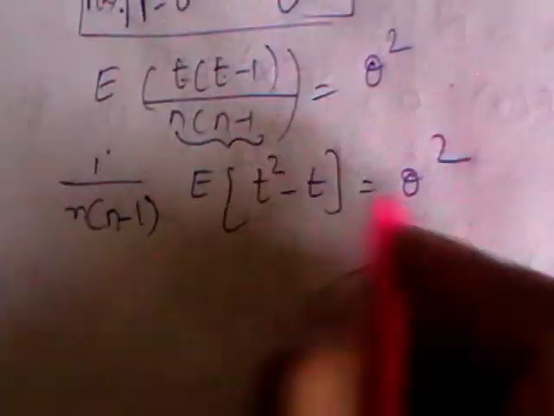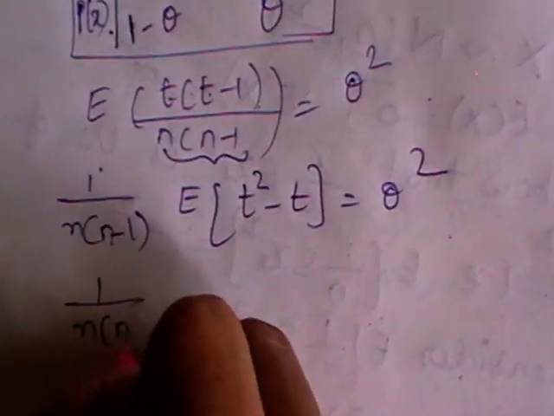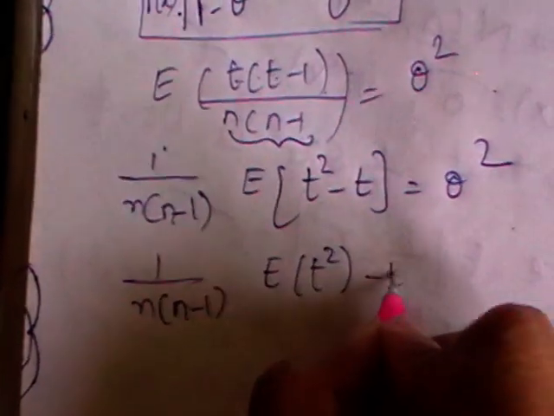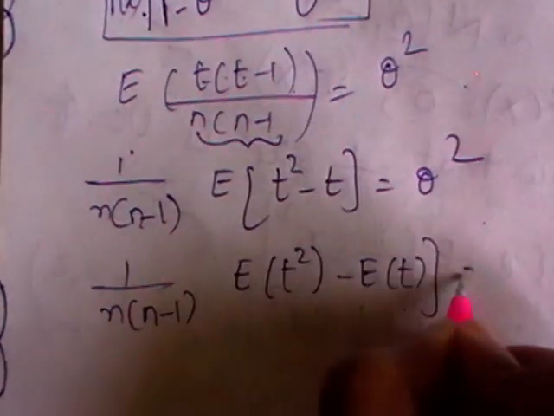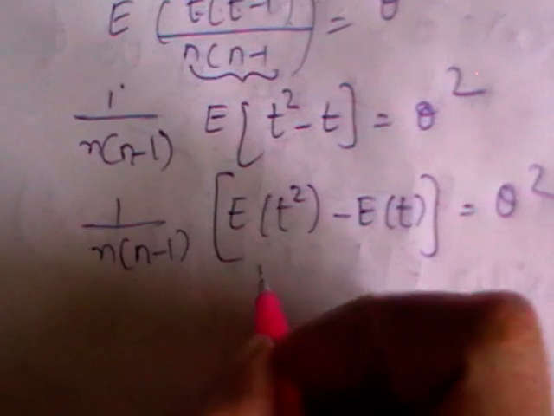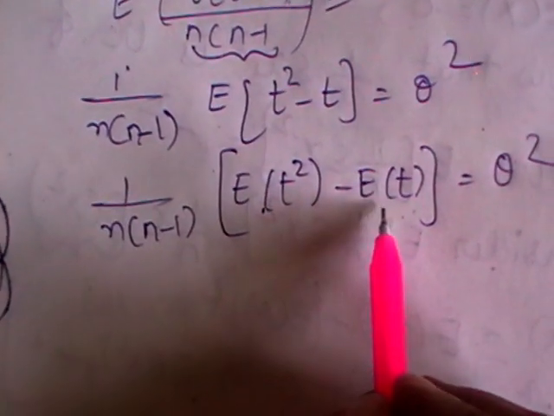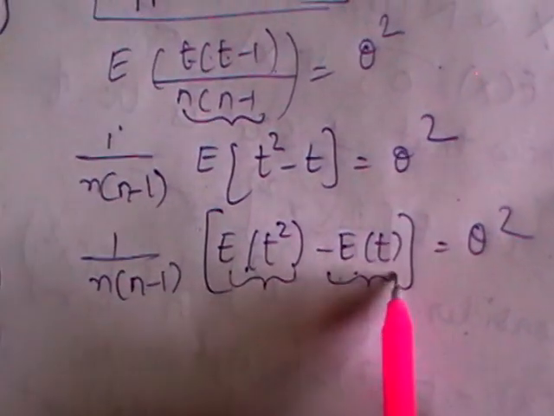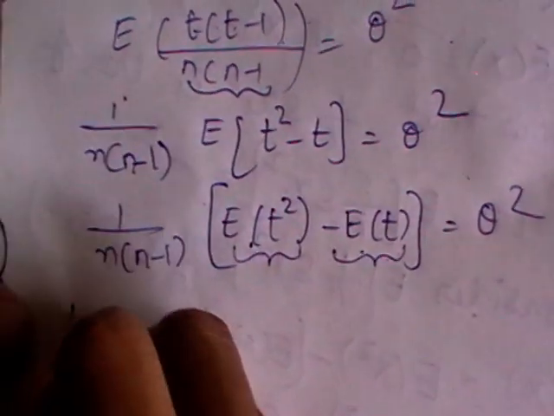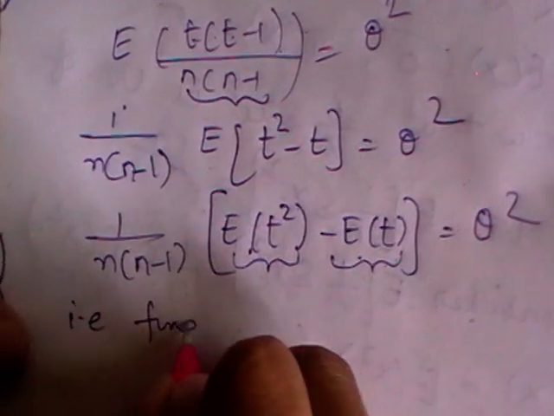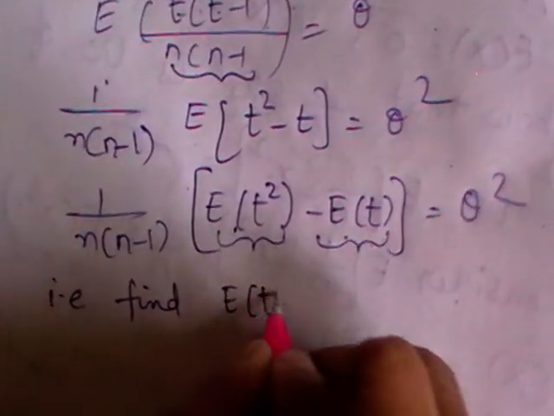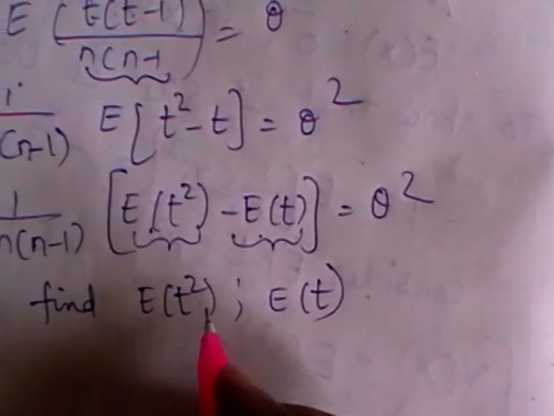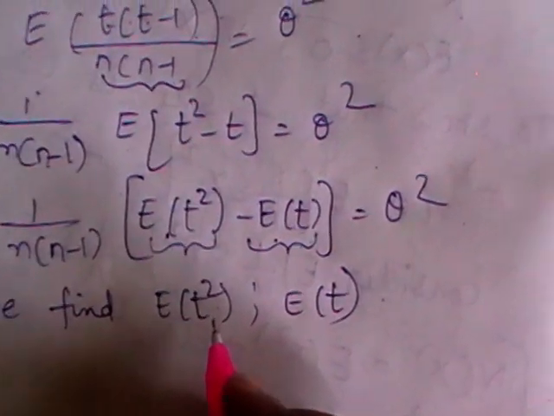So this is nothing but 1 by n into n minus 1. You can write this as E of T square minus E of T is equal to theta square. E of T square minus E of T. So you need to find out the expressions for these two and then you can simplify. That is, you need to find out the expressions for E of T square and E of T. I said to you that whenever you have E of T square, you should make use of variance.